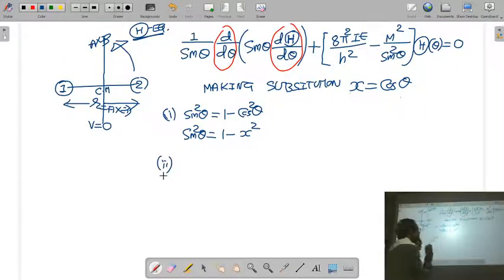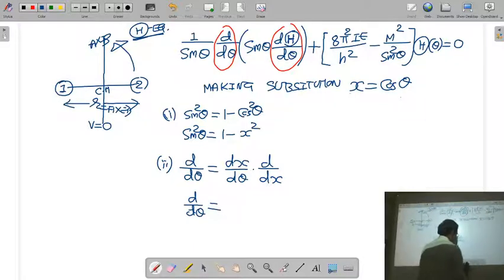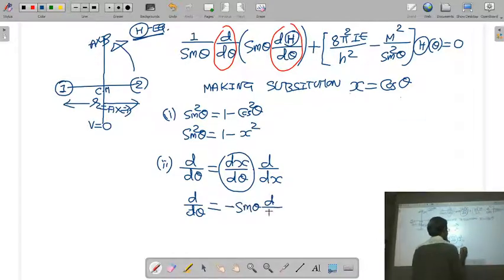Second, we find the value of d by d theta. d by d theta can be written as dx by d theta into d by dx. As you know that x is equal to cos theta, what is the value of dx by d theta? What is the derivative of cos theta? The derivative of cos theta is minus sin theta. So d by d theta will be minus sin theta d by dx.